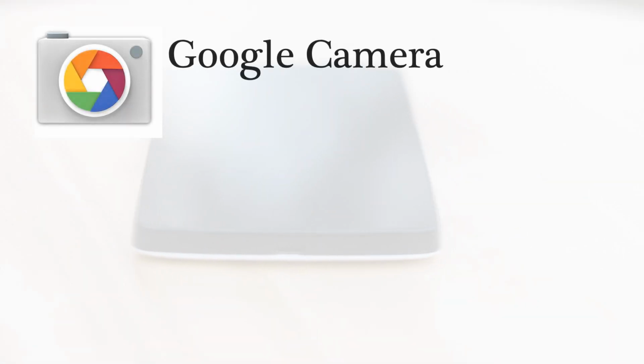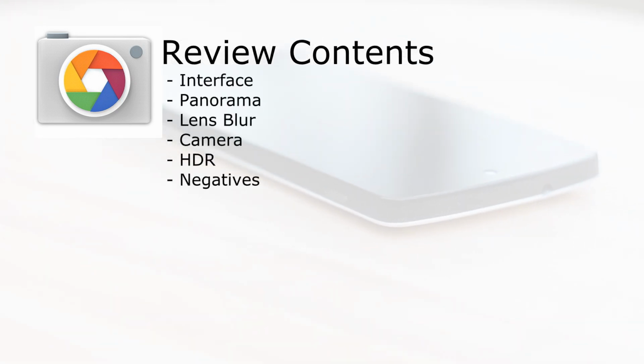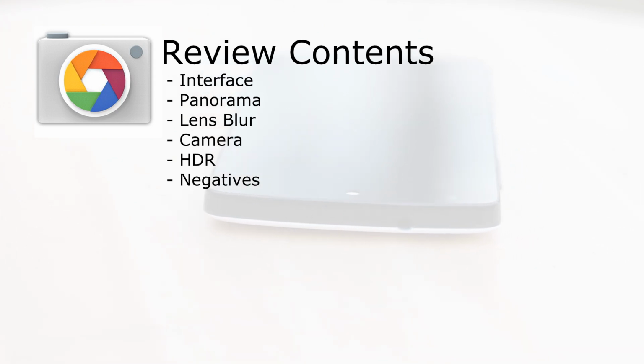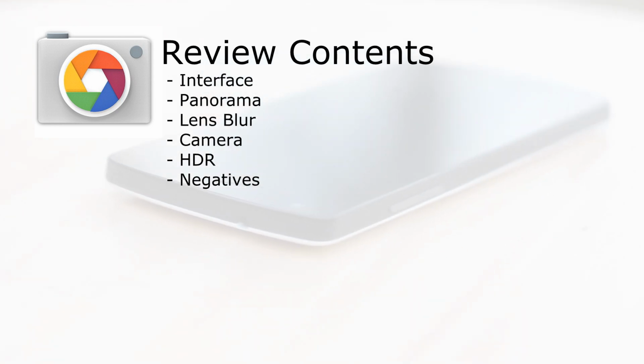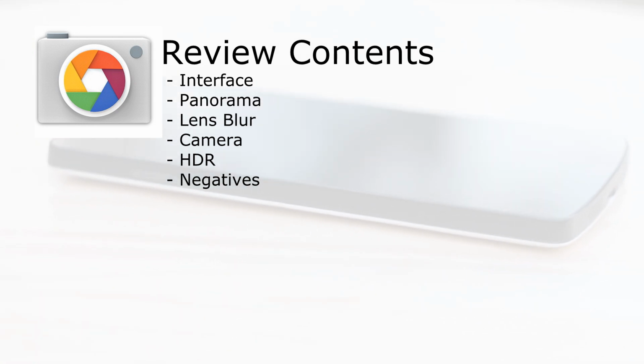In this video we shall be looking at Google Camera version 2.1.037 released on April 16, 2014. In the process of reviewing this new update, we shall be looking at what's new with the interface and the panorama mode. There is a new feature called lens blur and the camera overall, and why the HDR mode is very important, and some negatives.